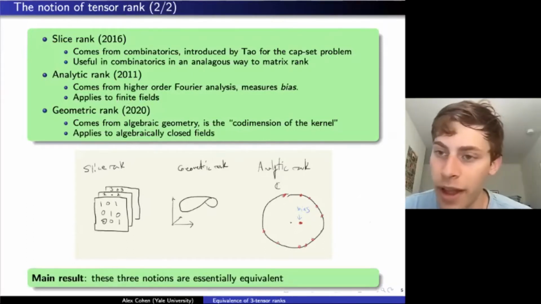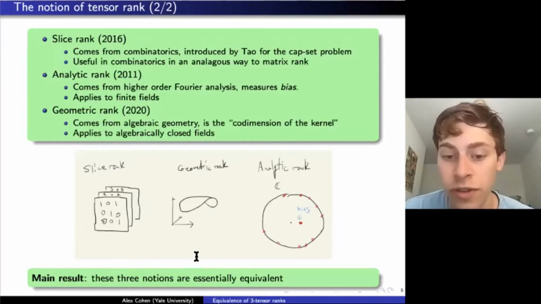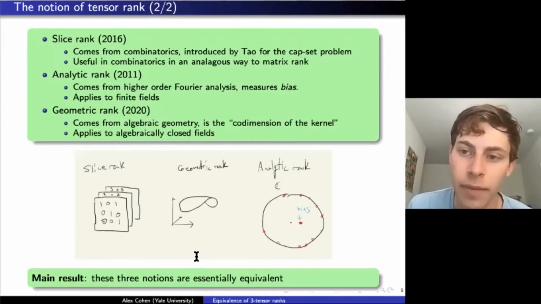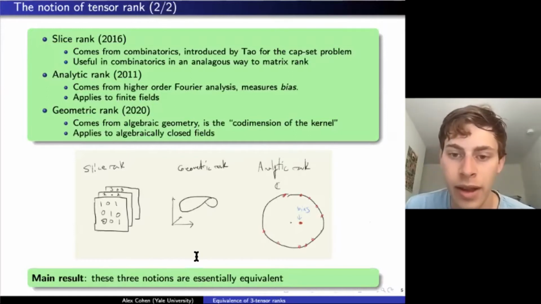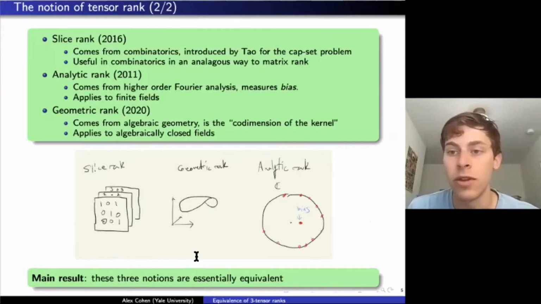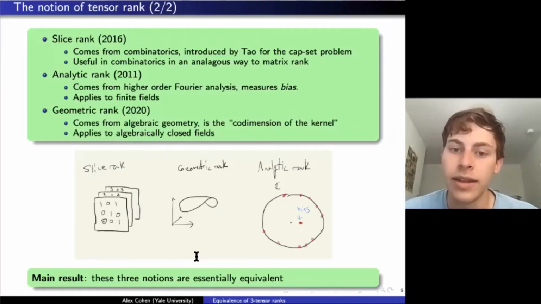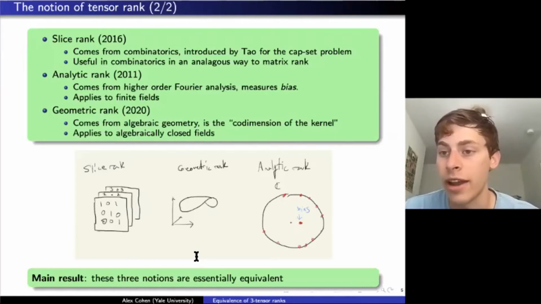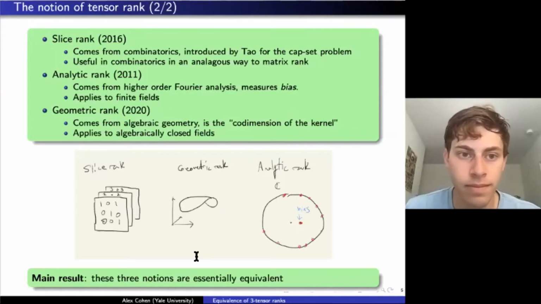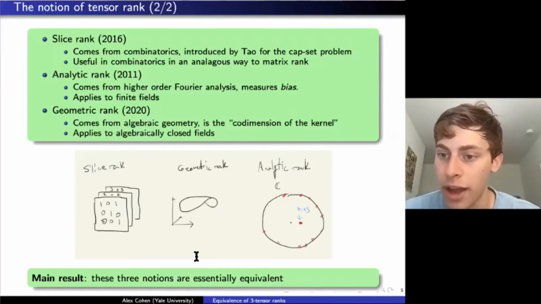Okay, so the main result, I'll spoil the show a little bit. These notions are all essentially equivalent. These notions were all created before this work, and what we ended up showing is that for 3-tensors, all of these notions bound each other by linear factors. It's definitely not obvious from the definitions, but it turns out that these three very different-seeming notions of tensor rank are actually all measuring the same fundamental quantity. All right, so now I'm going to talk about slice rank.